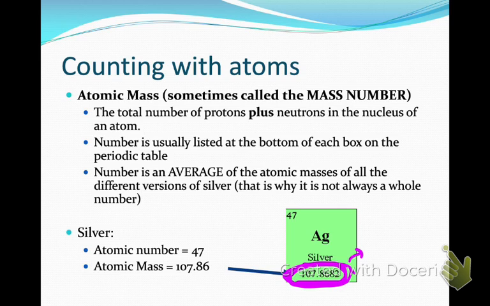Okay, but let's say when we look at this, I might tell you to round this number up to the nearest whole number, which would mean you would call the mass 108. And that would be the total number of protons plus neutrons. Okay, so we'll be able to still do the math with it, but we might have to round it a little bit.